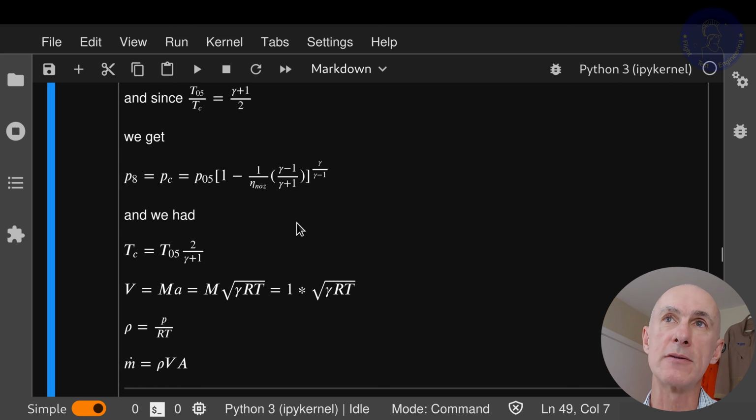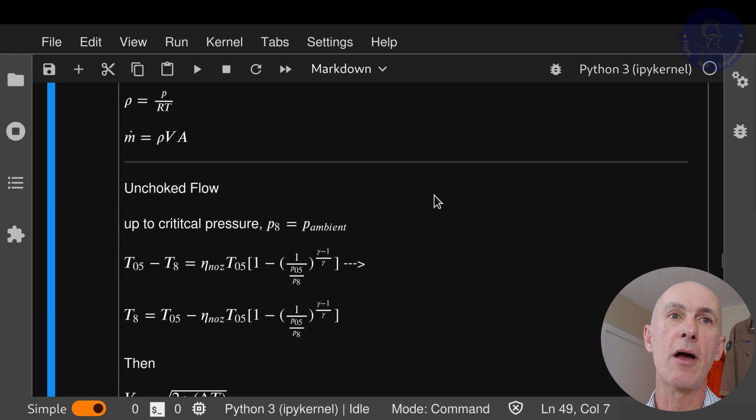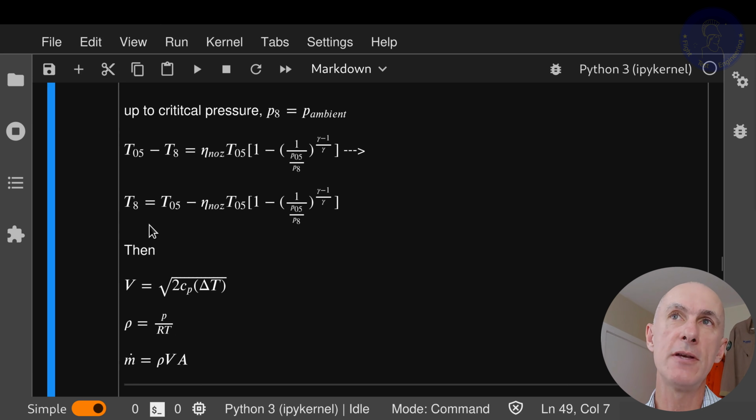Just for completeness, here are a few basic equations that we will use as well: V, Mach, rho, and m dot. So now we need to look at the other case where the pressure coming out of the turbine is lower than the critical pressure. In this case, we do not need to calculate P8, and it will be equal to the ambient pressure. All we need is to get T8 from the same equation we had before.